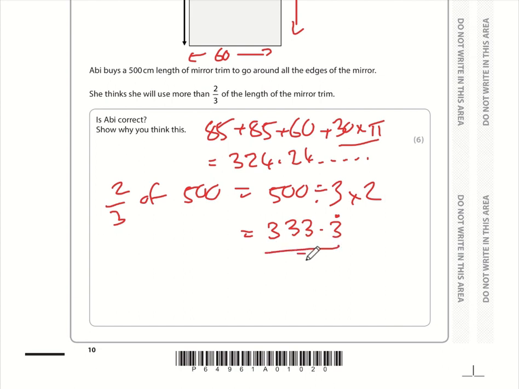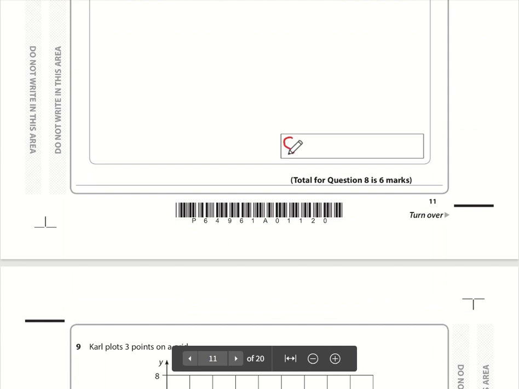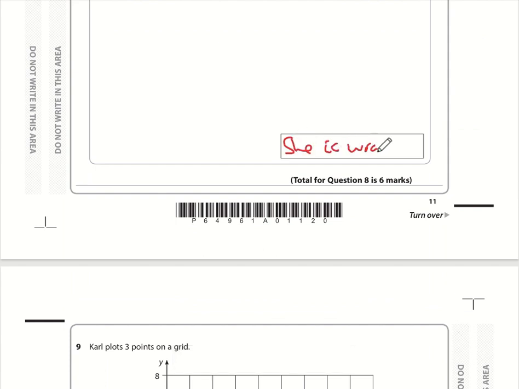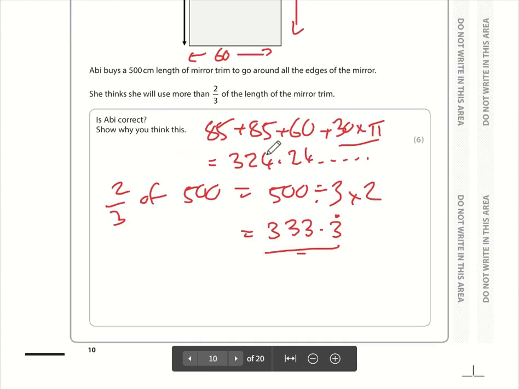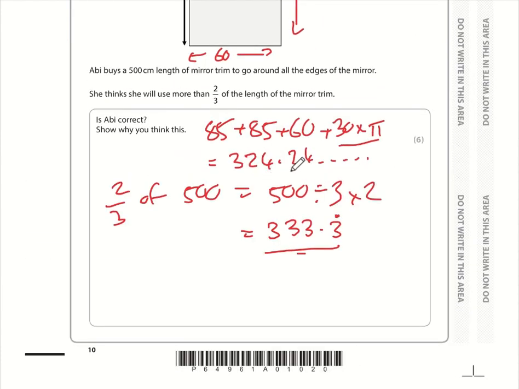She thinks she will use more than 2/3. Well, she is incorrect. She will use less. So we can just say she is wrong. She uses 324-ish centimeters of mirror trim, which is less than 2/3 because 2/3 is 333.